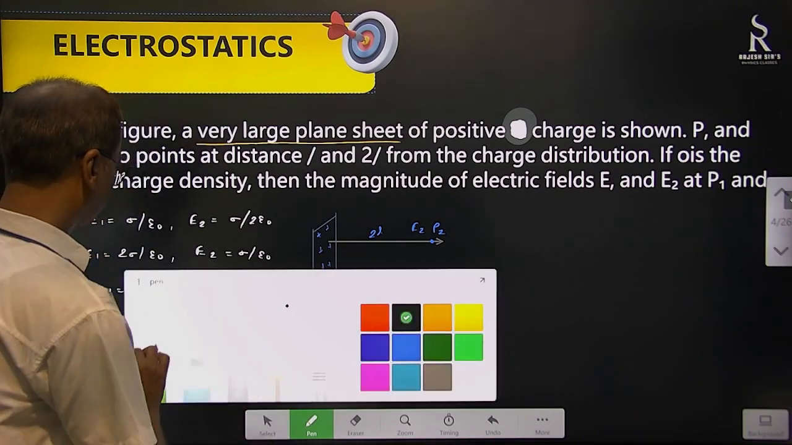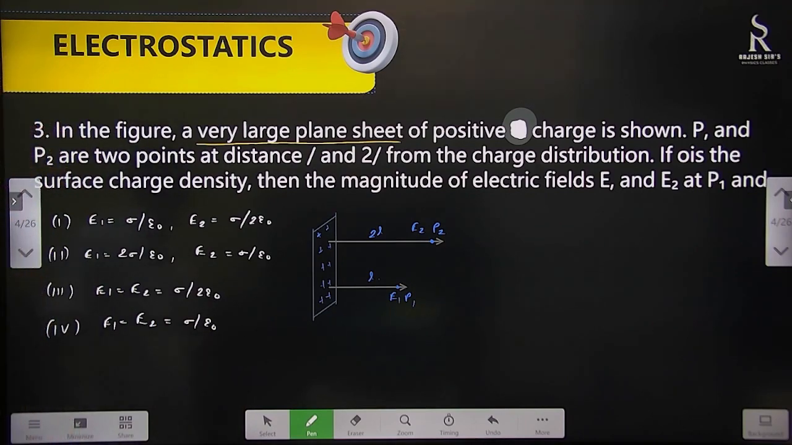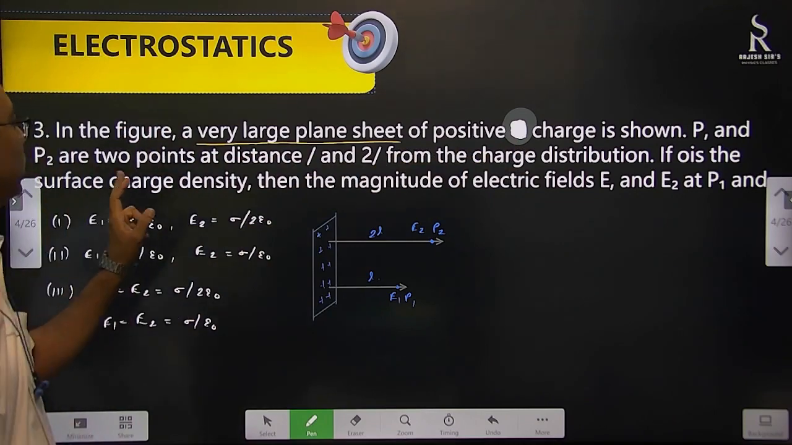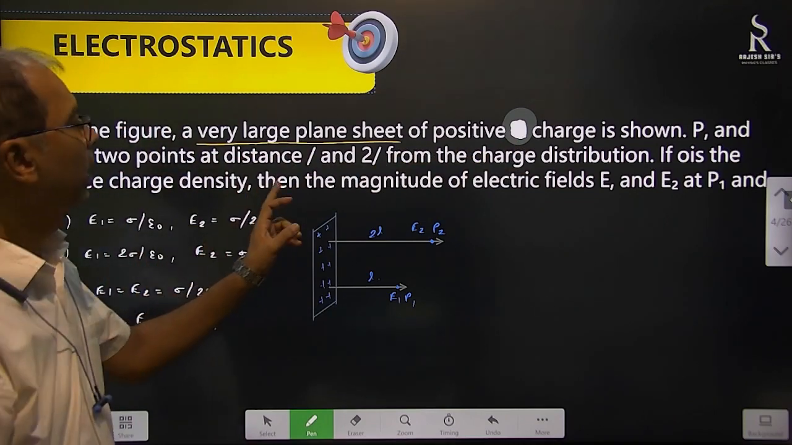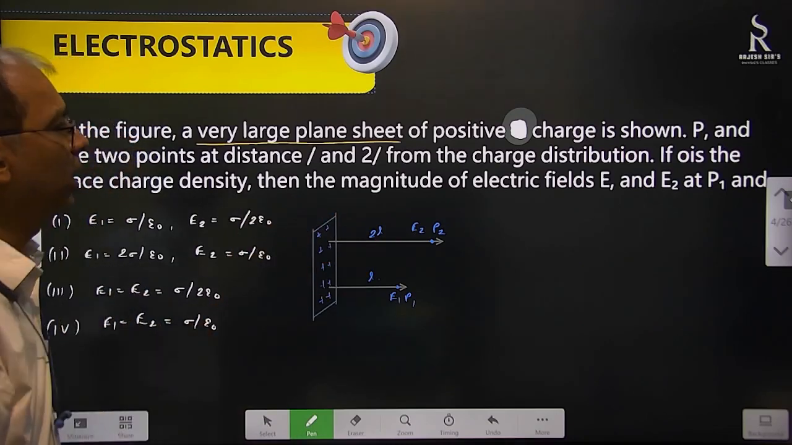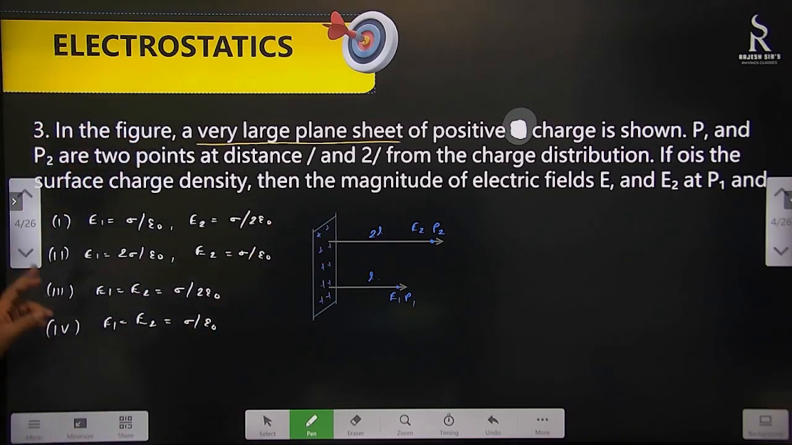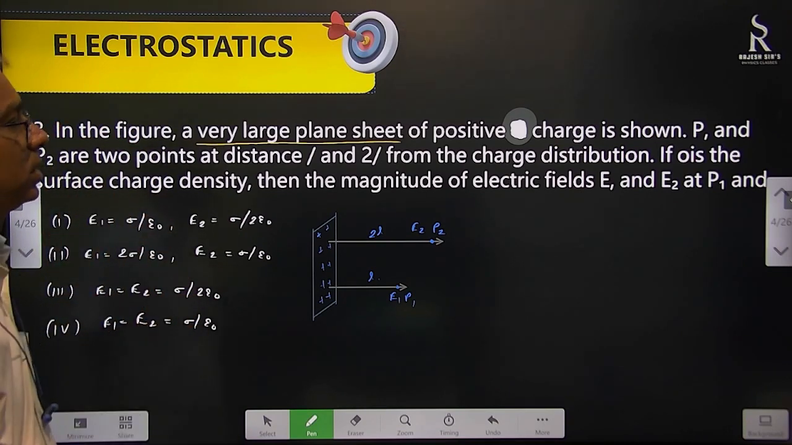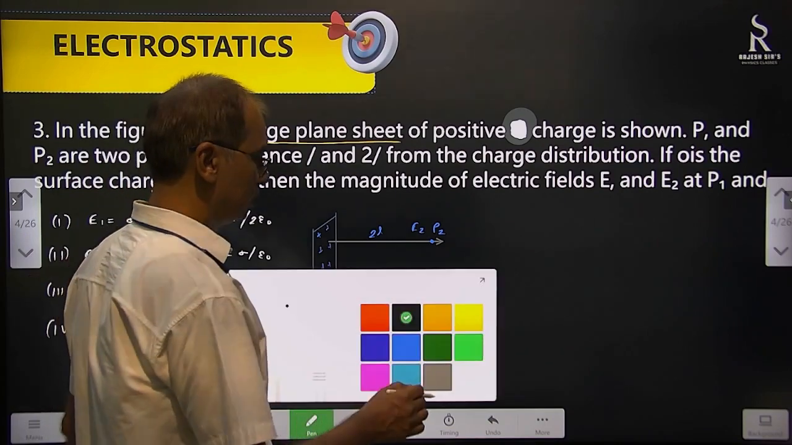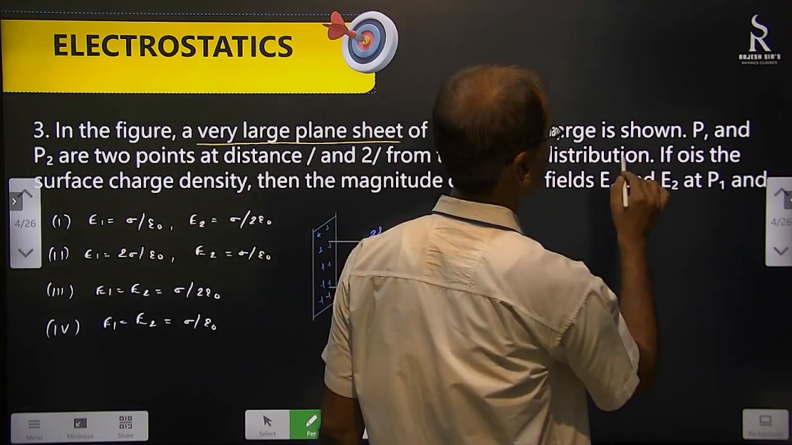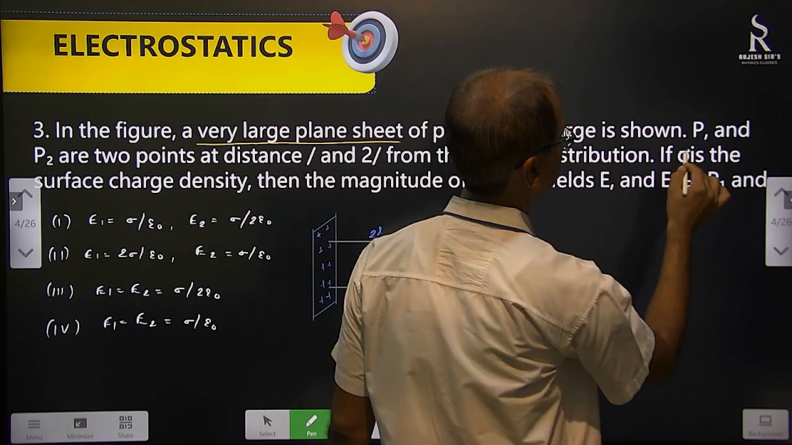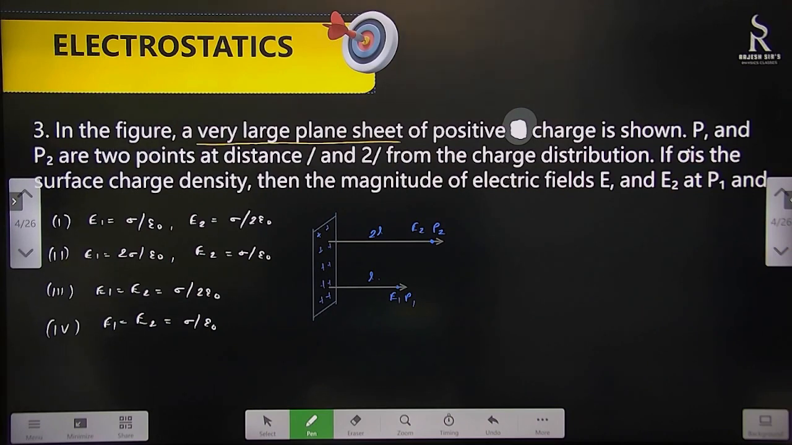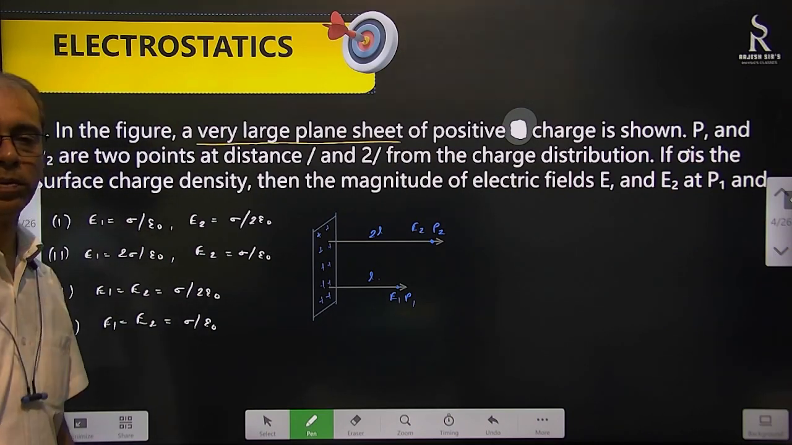Right. So, a large plane sheet is there. In the figure, a very large plane sheet of positive charge is shown. P1 and P2 are 2 points at distance L and 2L, L and 2L from the charge distribution. If sigma is the surface charge density, not O, then the magnitude of electric fields E1 and E2 at P1 and P2 are.